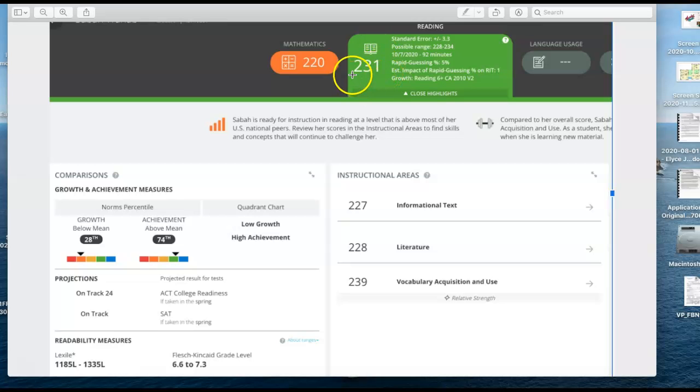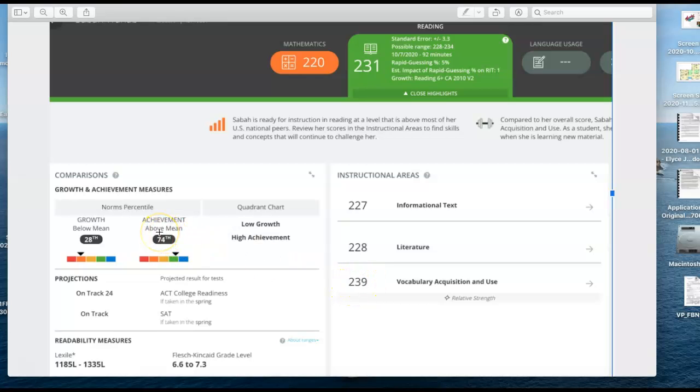And this score here is an average of the 3 different areas that you were tested in. So this person tested for informational text at 227. This person for literature tested and scored a 228. And in vocabulary acquisition and use, this person tested quite high, a 239.